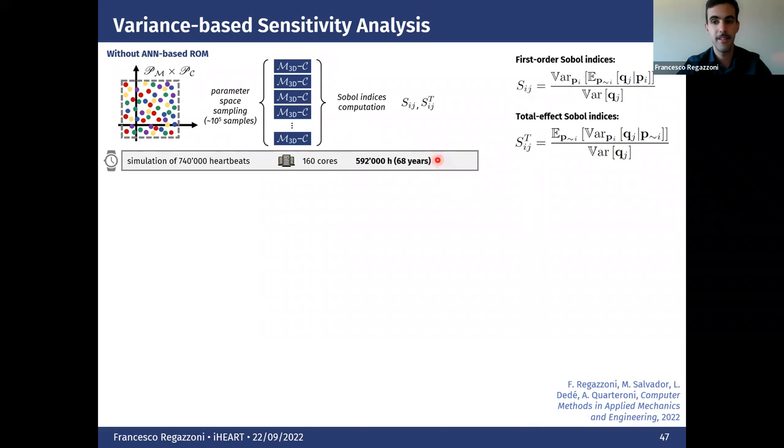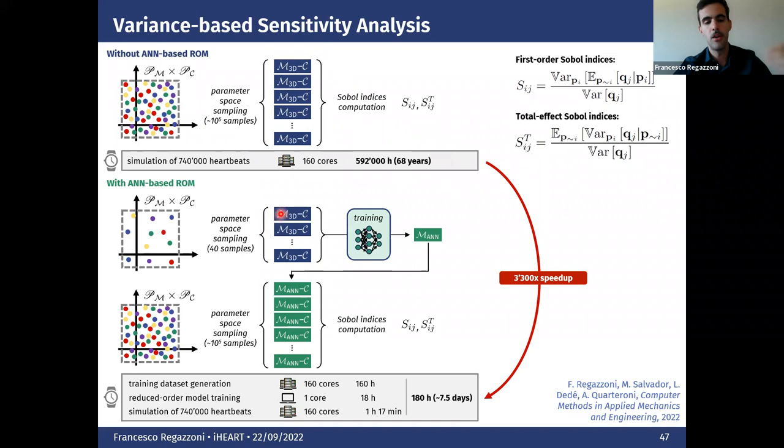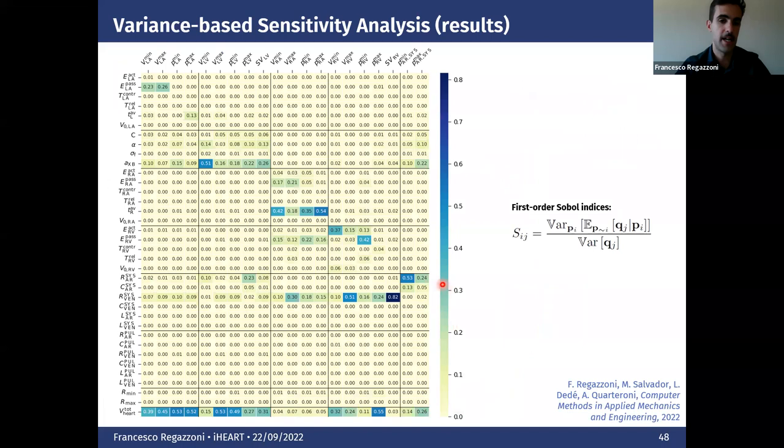Instead, with our approach, we perform just a few simulations with the original model. Then we use them to train a reduced model. And then we use the reduced model to compute the sensitivity analysis indexes, so these statistics. And this, accounting also for the time needed to generate the data to train the model, allows us to get results in nearly 1 week of simulations, okay? So instead of 70, 80 years, just 1 week.